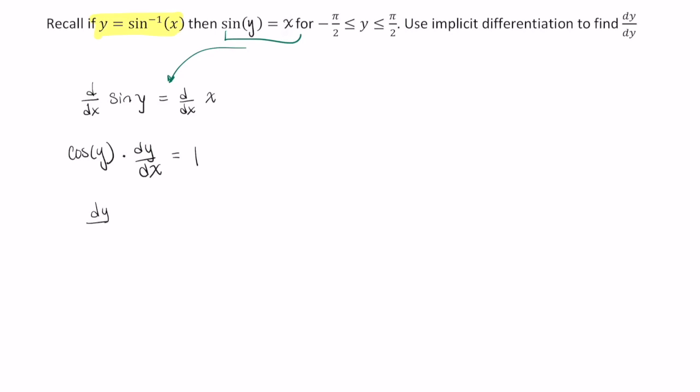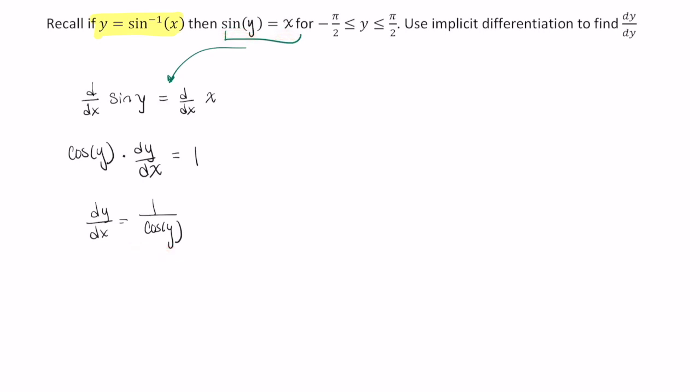Rewriting, we have dy over dx equals 1 over cosine y. And now I need to rewrite this a little bit further, since I know that I started with sine inverse of x, so I want my derivative here to be with respect to x. And right now here it's with respect to y. And I really don't know what cosine is in terms of x right now. I'm just given what sine is in terms of x and y's here. That is, sine y here is equal to x, and I'm going to use that to figure out what cosine y is.